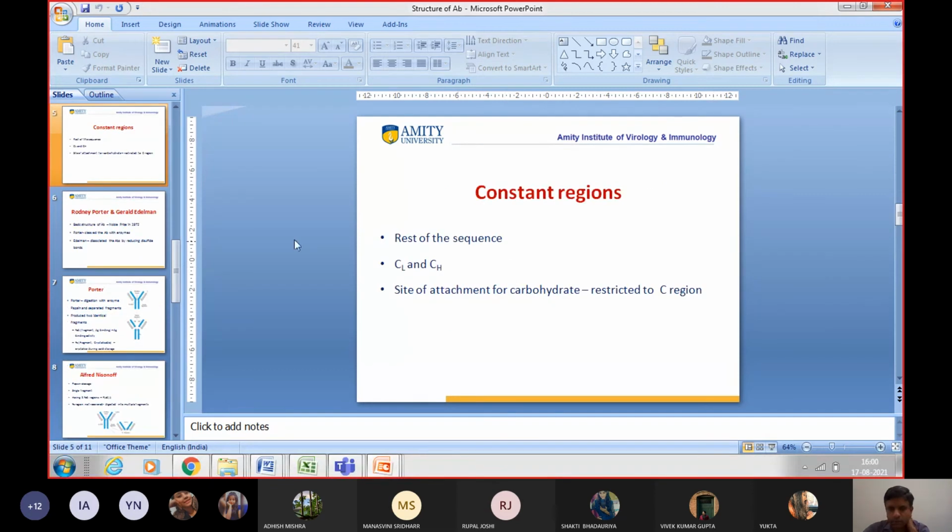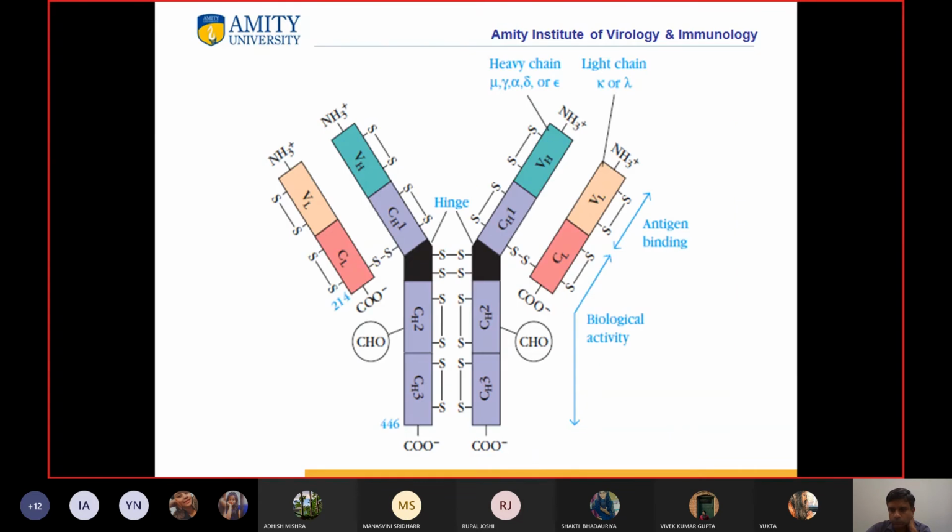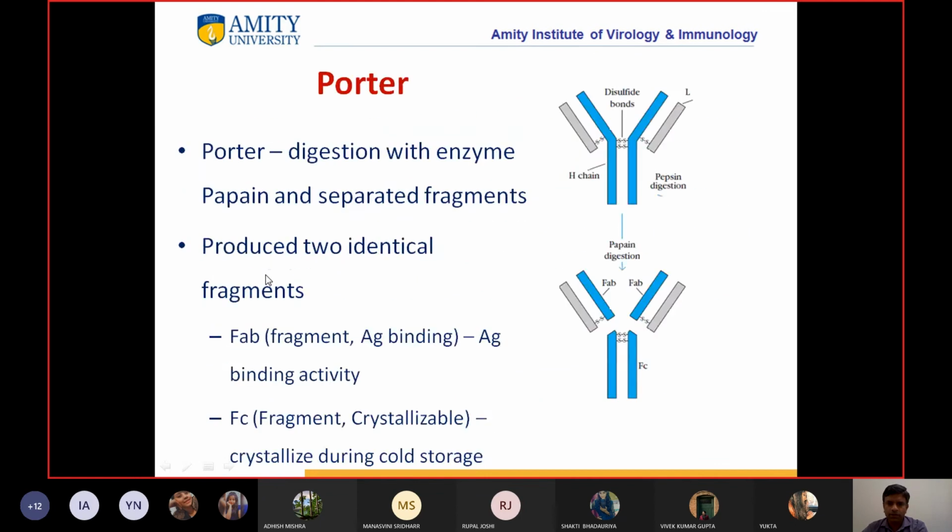What is CL? So you can see here CL, CH: the constant region of the light and heavy chains. Yes, okay. So the first 110 amino acids form the variable region of the light or the heavy chain, and then you have the constant region domains of the light chain and the heavy chain. Okay, so everyone, is it clear?